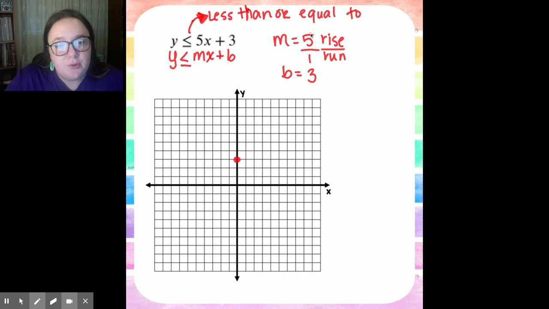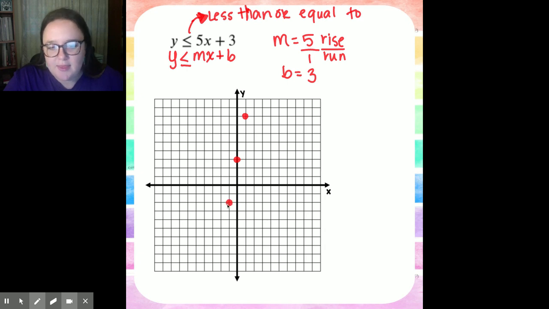I am going to rise 5 and run 1 to the right because it's positive. So rise 5: 1, 2, 3, 4, 5, and run 1 to the right. Oops, I don't think I can go anymore because then I'll be off the graph. So I'm going to go the opposite direction down here. Down 5: 1, 2, 3, 4, 5, to the left 1.